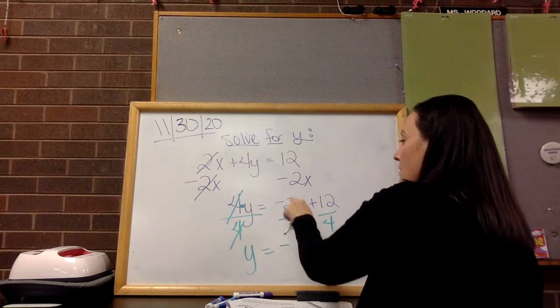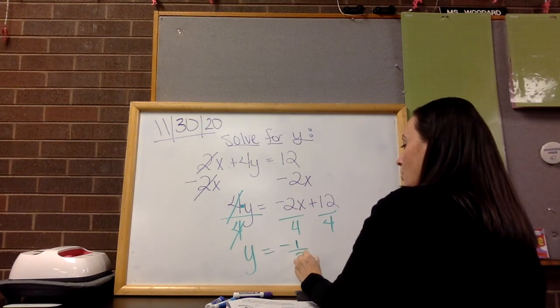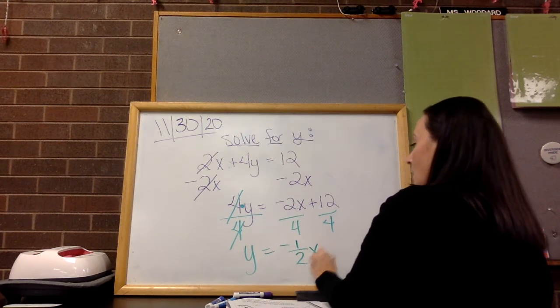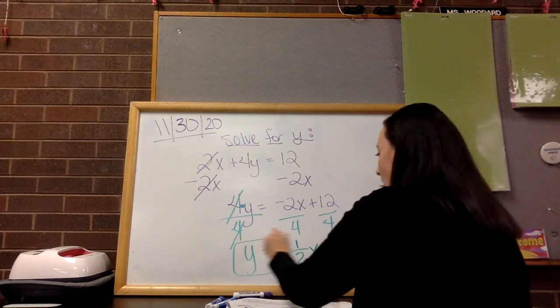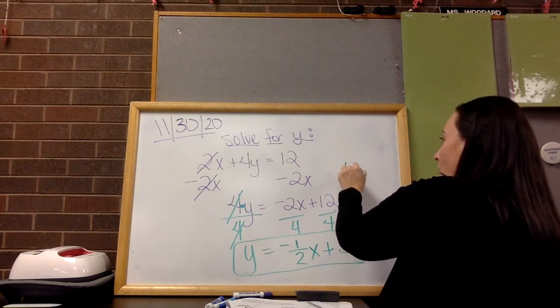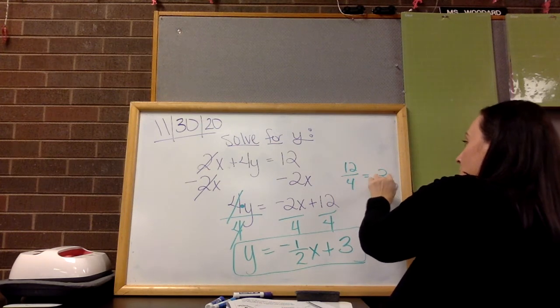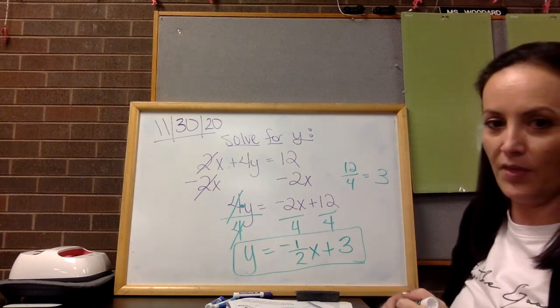It's always going to be a negative because one's positive and one's negative. 2 over 4, 2 goes into both of those. 2 goes into itself once, and 2 goes into 4 2 times. So I got -1/2 x, and then 12 divided by 4 is 3. You're going to actually reduce. So the 12 over 4 just reduces down to become a 3. So that's how I got that 3 on that one.